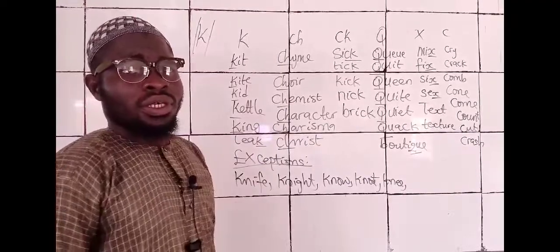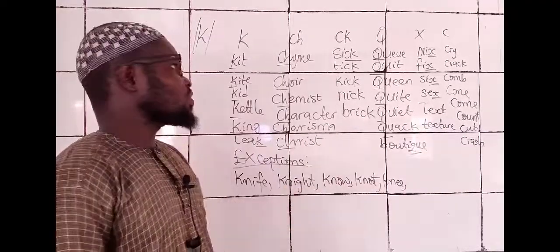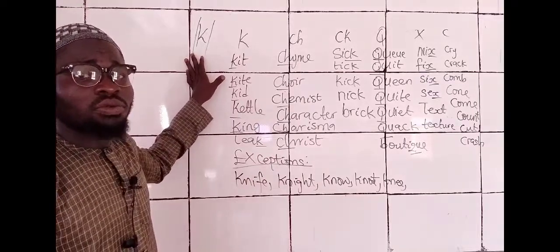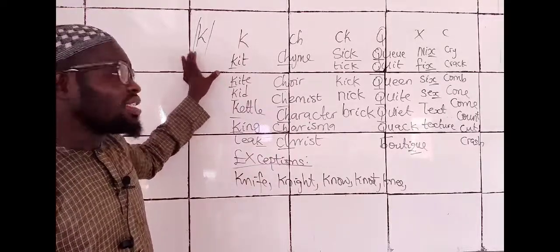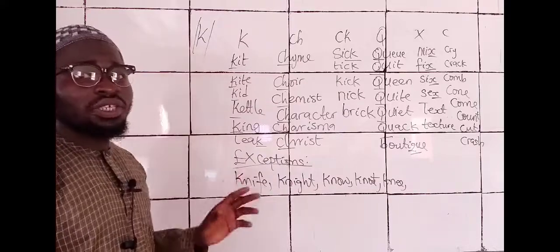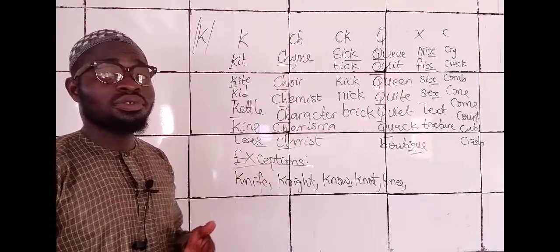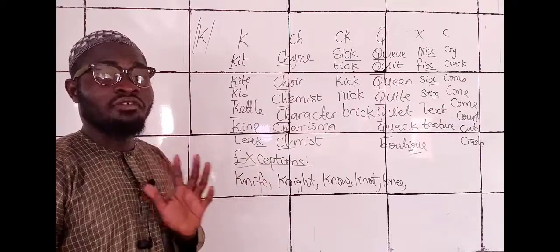Okay, the next plosive sound is the one represented with letter K, but it is to be pronounced as k, and this has its description as the voiceless velar plosive. That is, the sound is produced at the velum and it is voiceless.